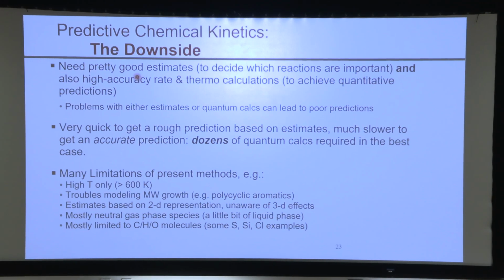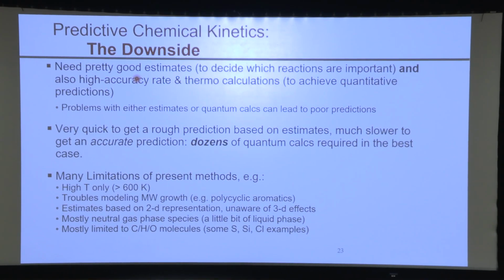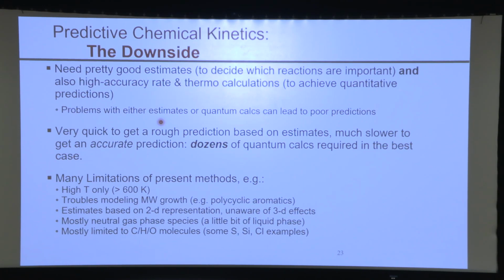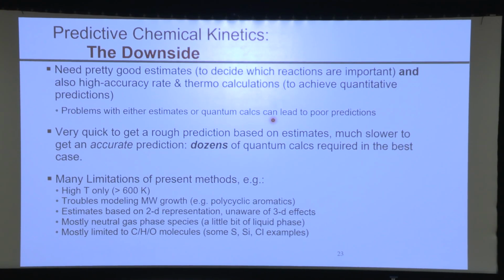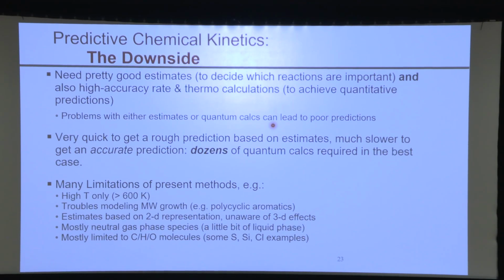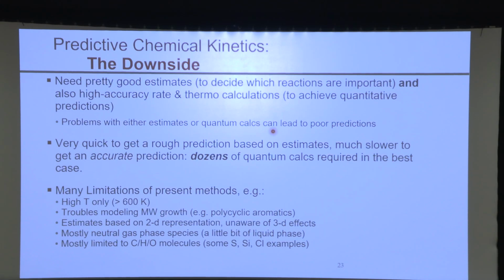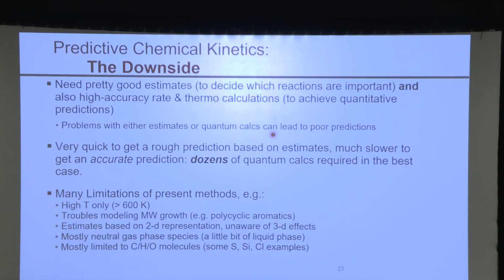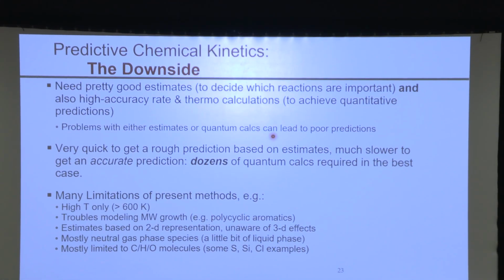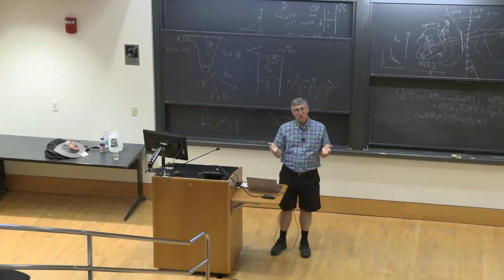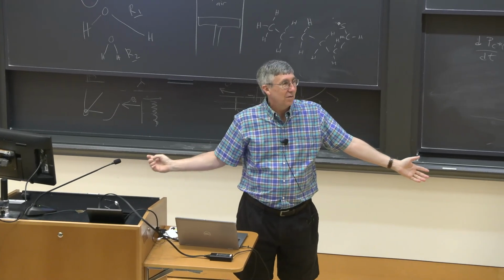One problem is we really need very good estimates to be able to decide which species belong in the model, and also really good high accuracy rate and thermo numbers. And if we have any problems with the estimates or with the quantum calculations, we can end up with very poor predictions and really not well controlled. So we might not know which estimate was the problem that's screwing us up. We might not know which quantum chemistry calculation was wrong that led to the problem. We get numbers, we put them in, we get a prediction. If it matches, we're super happy and proud. And if it doesn't match, we're just dismally depressed because we don't know what the heck to do to try to fix it.